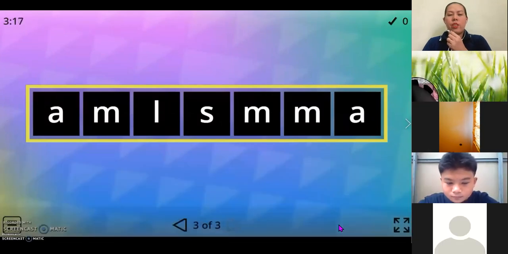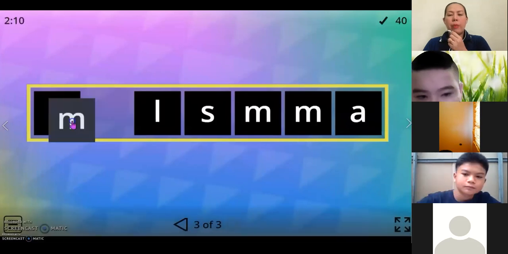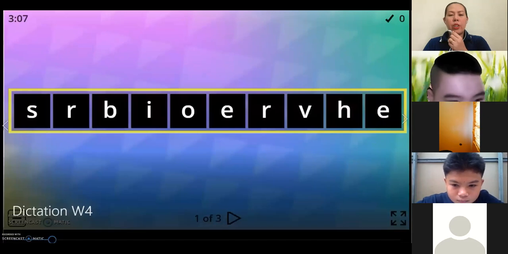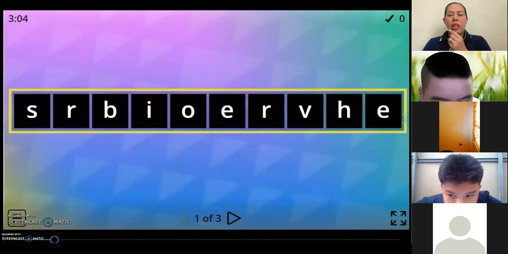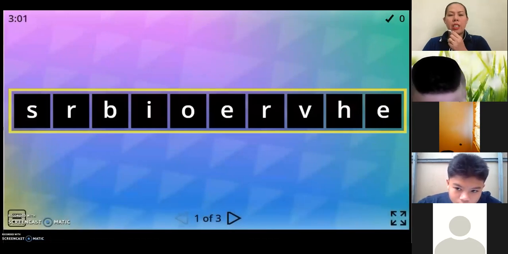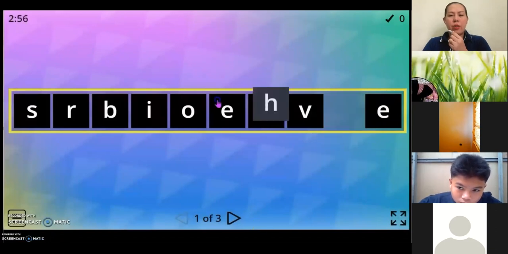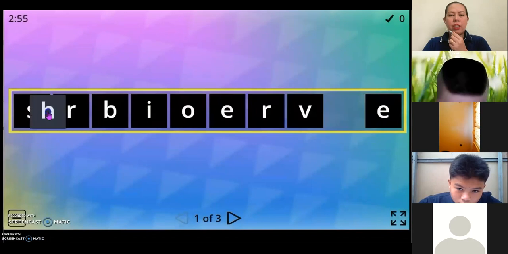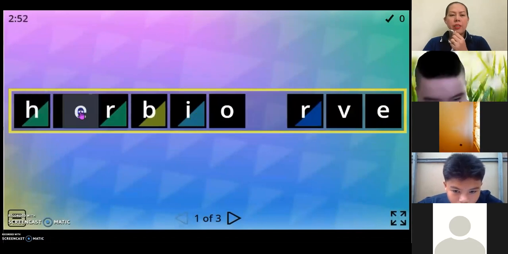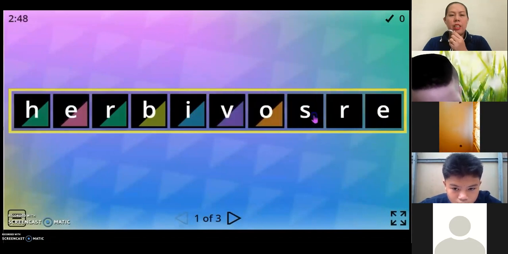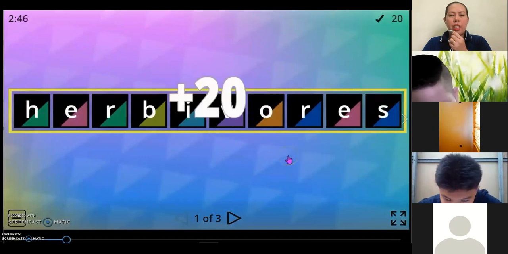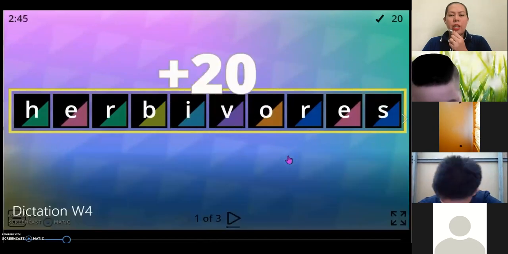Okay, if you are ready, you can get your red pen, then we can check your answers. The first word is herbivores. Let's try to arrange the letters. What is the first letter? H. Let's put the H in front. What is the second letter? E. We put the letter V here and we arrange S. Perfect, we have the word herbivores.